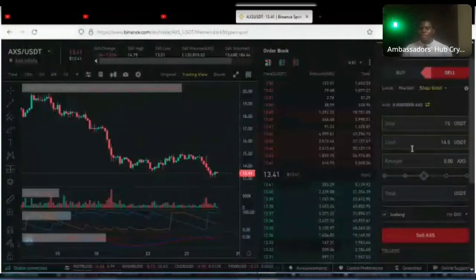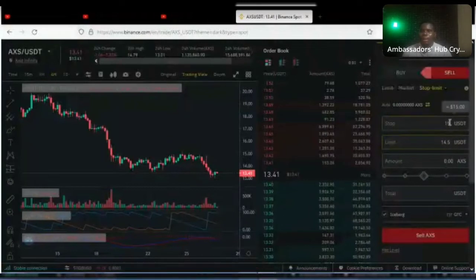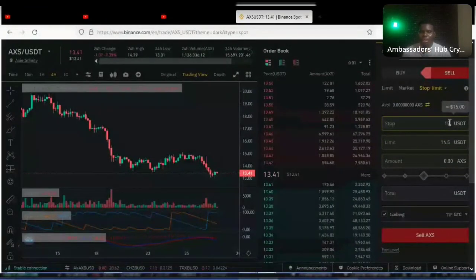On the sell side, you're also telling the market, please, if you get to 14.5, start getting ready to sell for me. If you get to $15, sell off, because at $15 I should be on profit, right? I don't want anything more than that. I'm okay with the level of profit I must have made at $15. So once you get to $15, you close the market for me. So that's for stop limit.